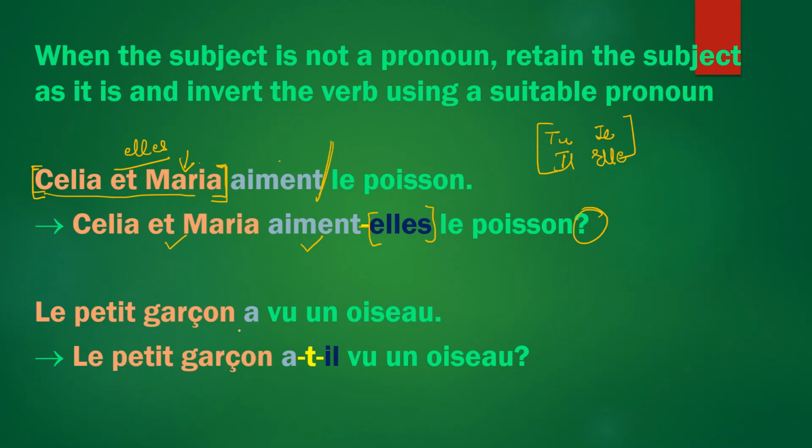Le petit garçon a vu un oiseau. So the little boy saw a bird. Le petit garçon is not a pronoun, you cannot invert it. So you keep it where it is. You keep that a also where it is. Now you introduce a new pronoun. Le petit garçon, the little boy, is best represented by il. So here you bring the il, it will be a il. There is that clash happening, a and i, so you introduce the new t as well. So it becomes: Le petit garçon a-t-il vu un oiseau? The little boy, did he see a bird? Or did the little boy see a bird?